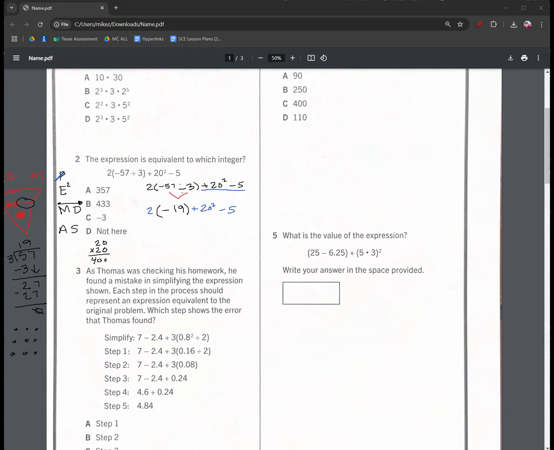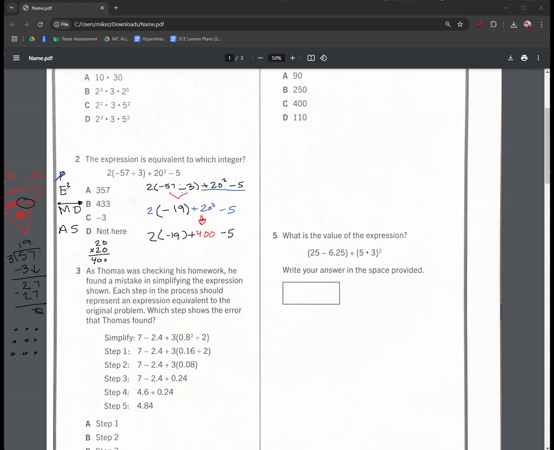So that 400 is going to go right under here. I'm going to write that in red so you can see where I'm bringing it down, right? That part right here is going to go down to 400. And then I bring everything else down, right? So after the 20 to the second power, I had a minus 5. Before I had a plus, and then I had the parentheses with the negative 19 in it, and then I had the 2 on the outside.